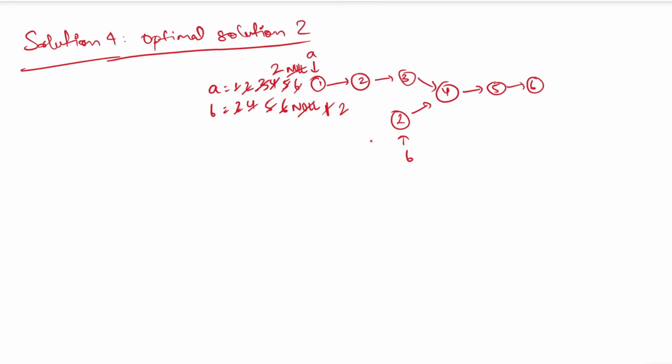So at this point, what will happen? As soon as B points to this, our 2 will point to 3. Now my B is pointing here and my A is pointing here. And you can simply see that both of them are equidistant from the intersection point. Now at the last step, my A will point to 4 and my B will also point to 4, and I will return the link.